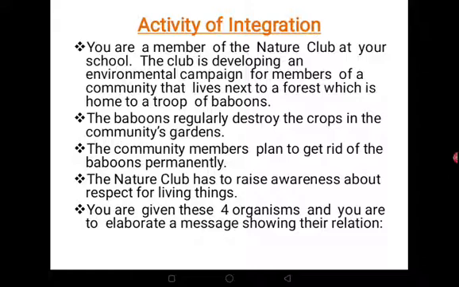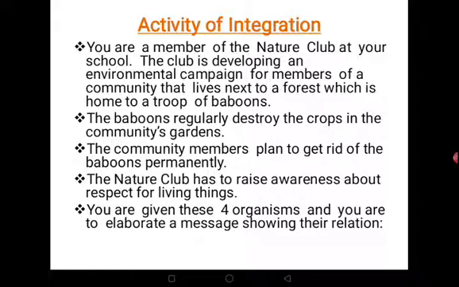The baboons regularly destroy the crops in the community's gardens. So you know baboons eat crops, maize, and so on. The community members plan to get rid of these baboons permanently, and we don't know how they are planning to do it. Maybe they want to kill all of them. The nature club has to raise awareness about respect for living things. Remember, you're a member of the nature club, and you are protecting the environment. But at the same time, you want to protect the farmers also.